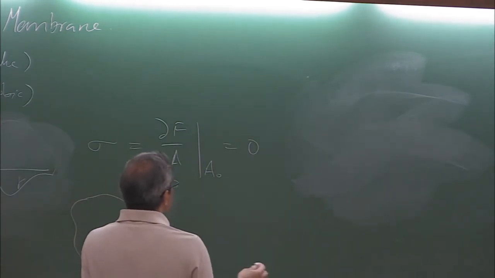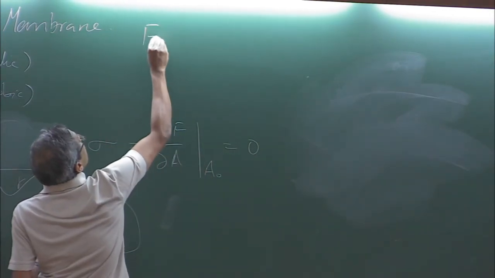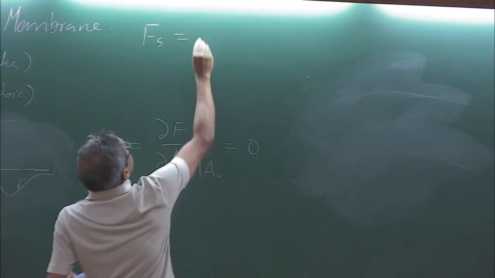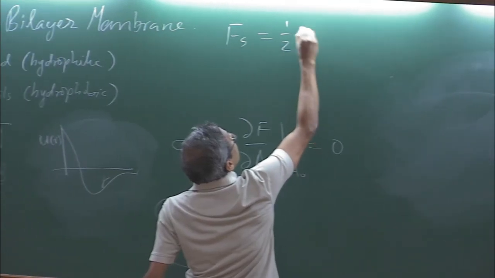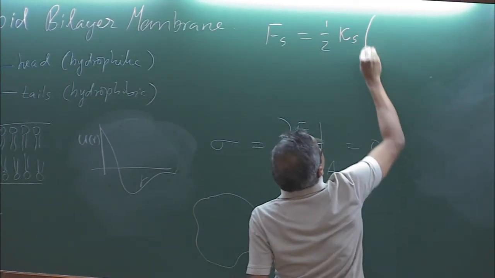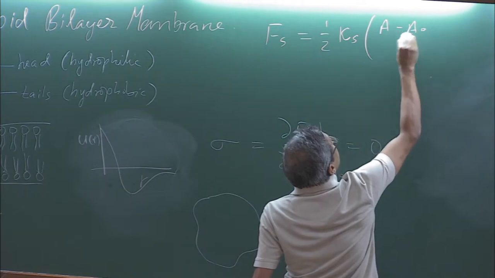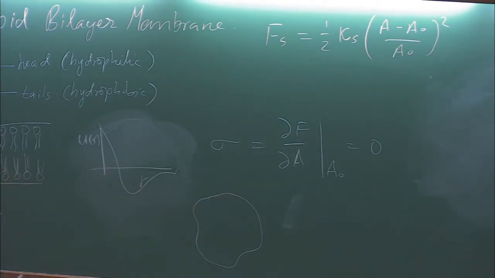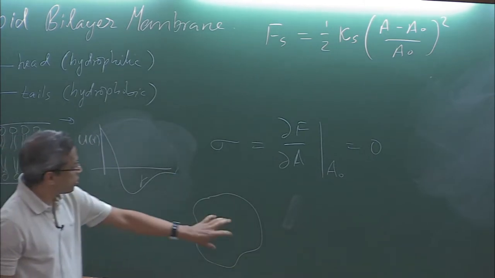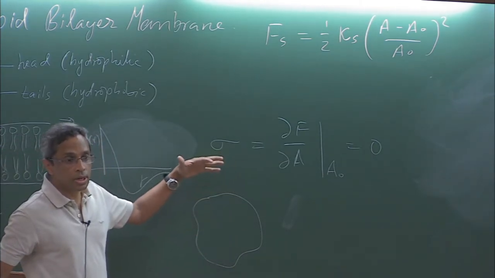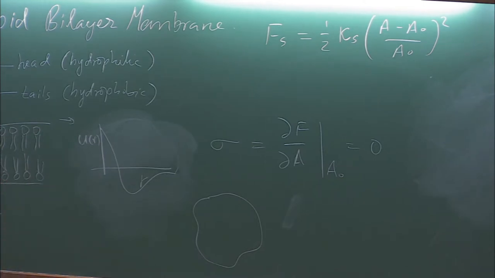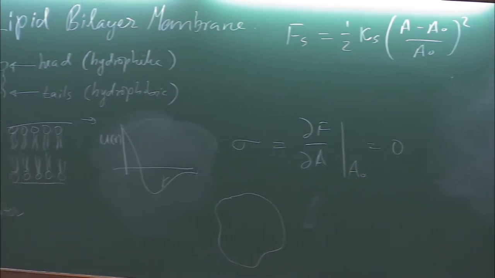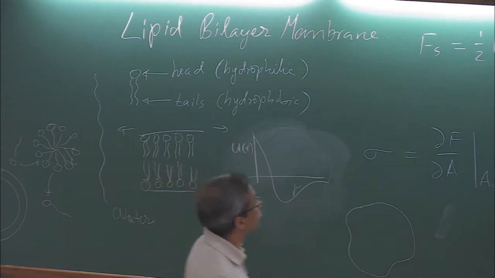So I can write a surface free energy expression, which is some kappa S. So this is one of the contributions to the elasticity, because if I take this membrane and apply a force and try to stretch it, or I inject more volume into this bag and try to expand it, it costs energy because I'm taking these molecules away from the preferred equilibrium spacing.